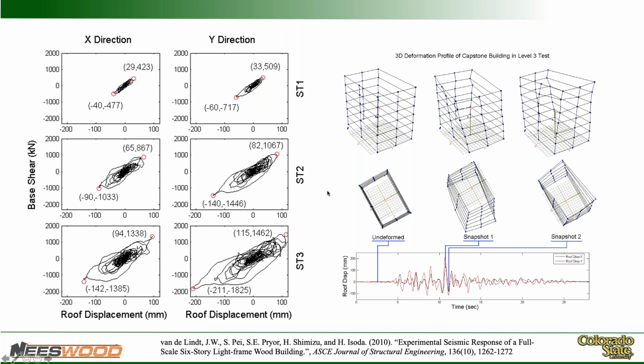And then we did get some torsion. So those of you, when we include that 5% accidental torsion in the ELF, equivalent lateral force procedure, there's a good reason for it, because this was designed to be perfectly symmetric, and we still saw torsion.